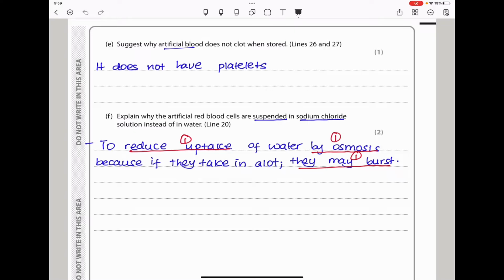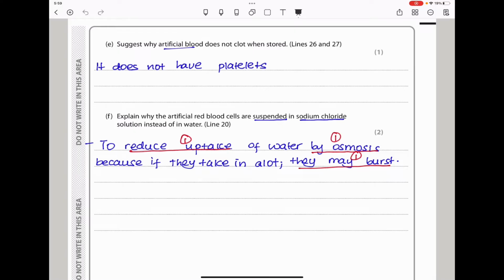Okay, so let's continue. They say explain why the artificial red blood cells are suspended in sodium chloride solution instead of water. Of course, these are animal cells, and if they're suspended in water, water is going to come into the cells, causing them to burst. So water will come in by osmosis.